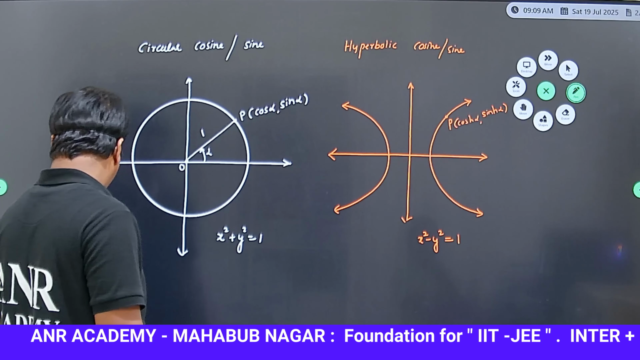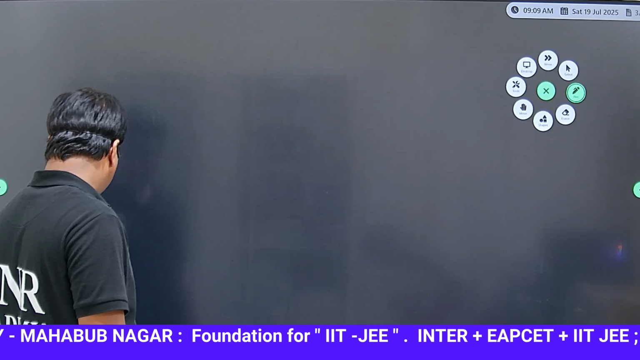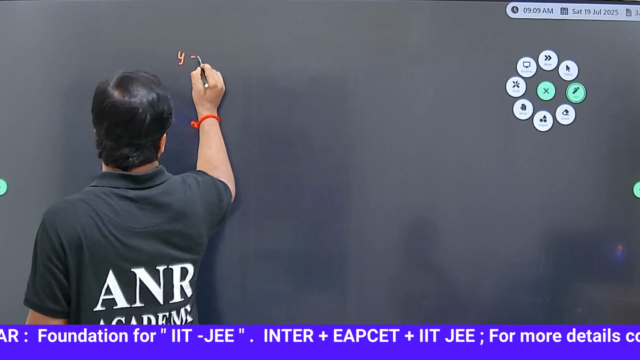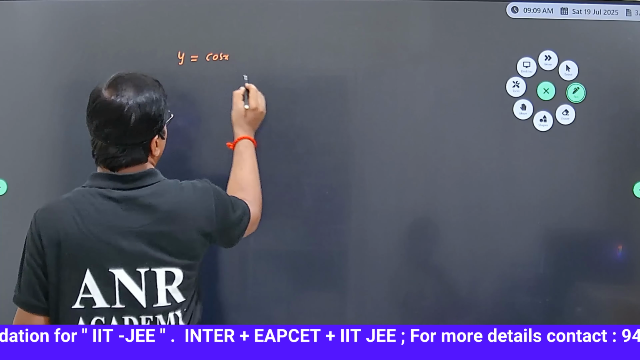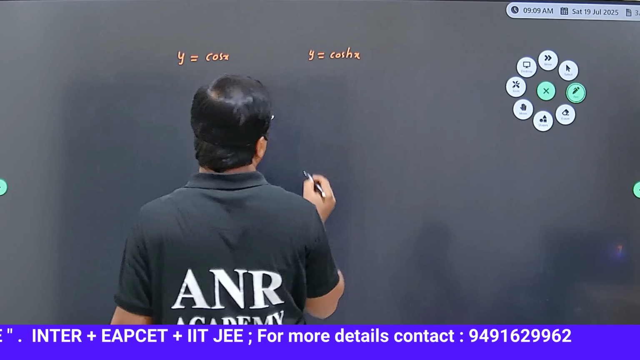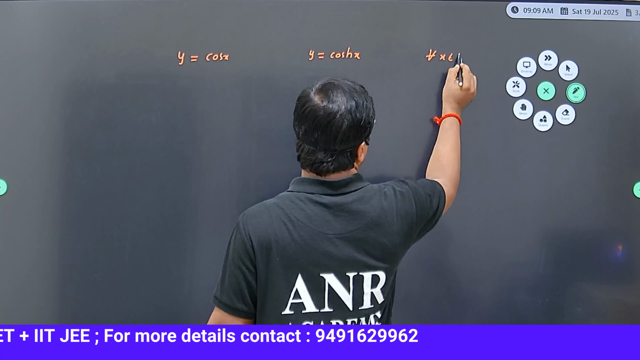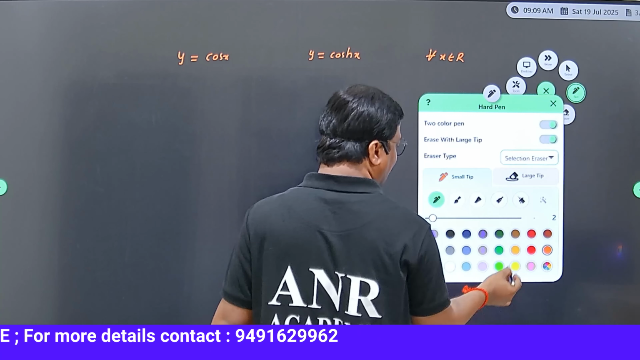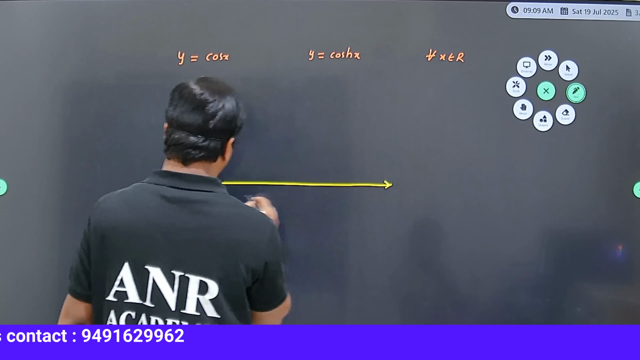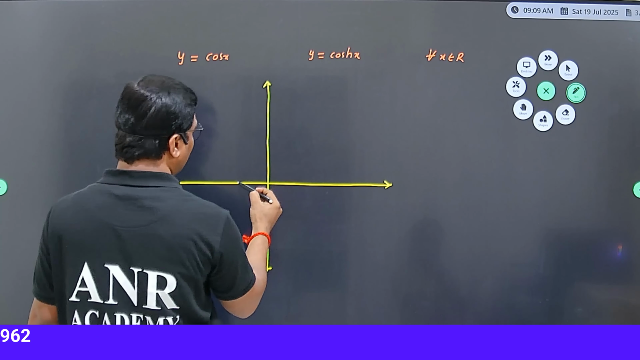Let us discuss the deep connectivity between cos hx and cos x. In the real number system, we know the graph of cos x and the graph of y equal to cos hx, both defined for all real values of x. And the two graphs at a glance I am going to draw. X-axis, y-axis, and you know the graph of cos x.